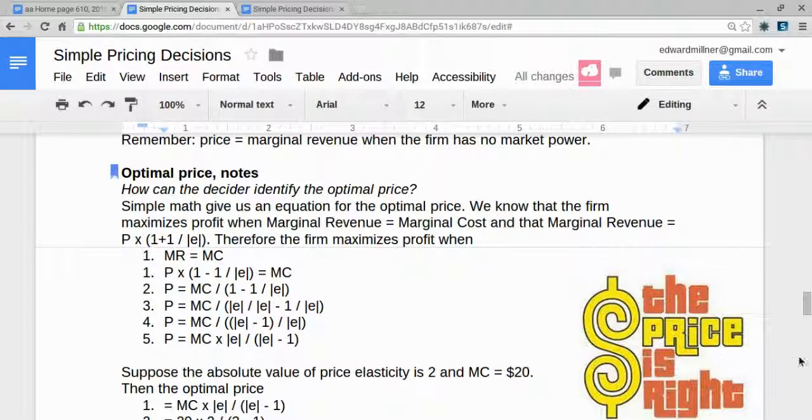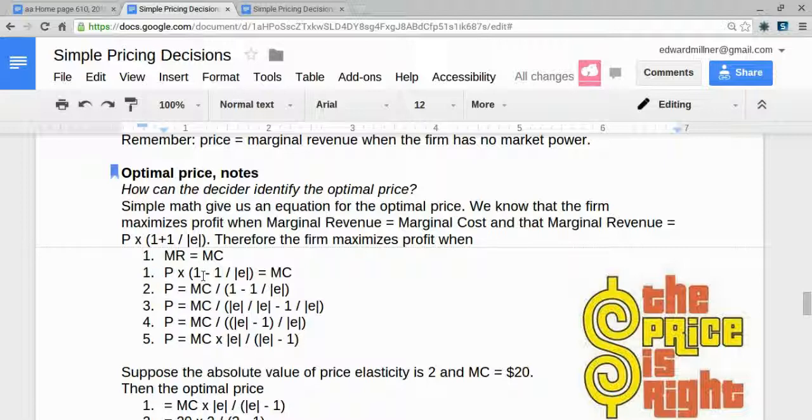Some simple math can tell us about the optimal price. We know that the firm maximizes profit when marginal revenue equals marginal cost. We also know that marginal revenue equals price times (1 + 1/|E|), where E is the elasticity. Therefore, when the firm maximizes profit, marginal revenue equals marginal cost. We can substitute in our equation involving price and price elasticity for marginal revenue.